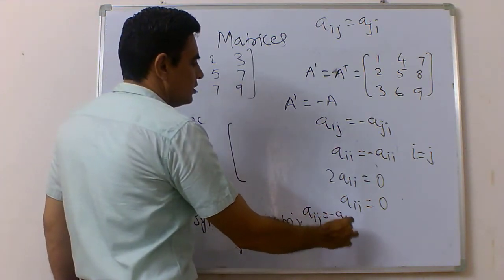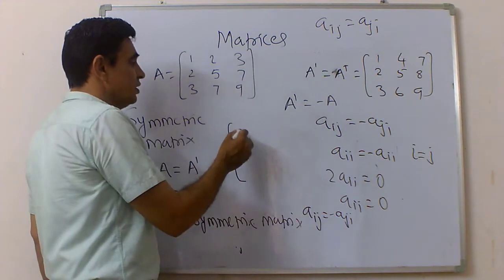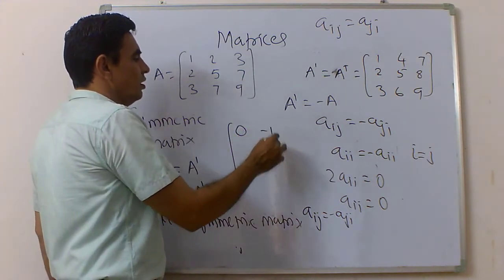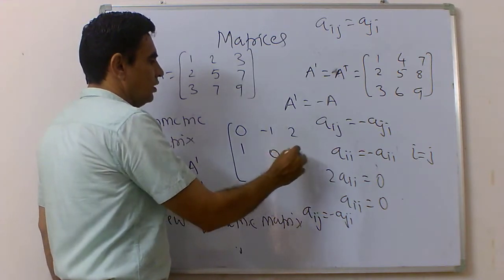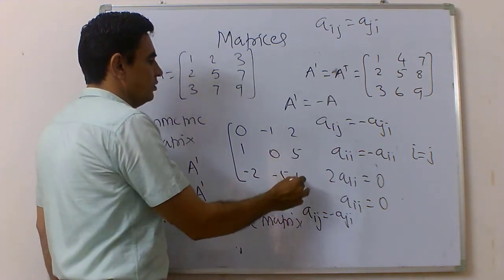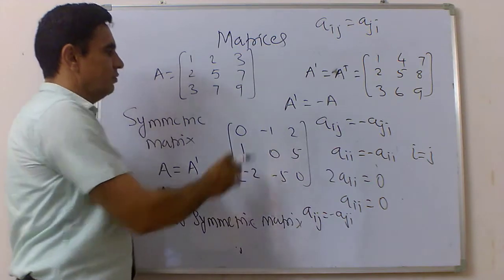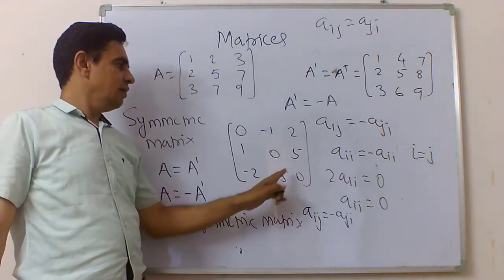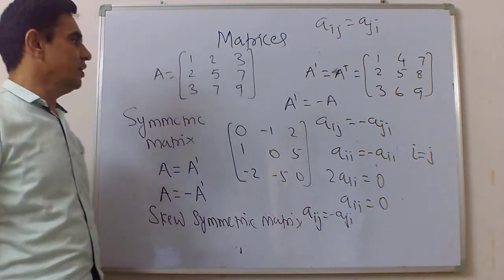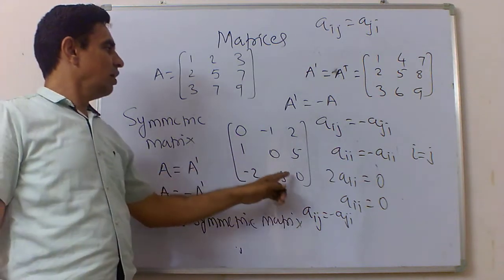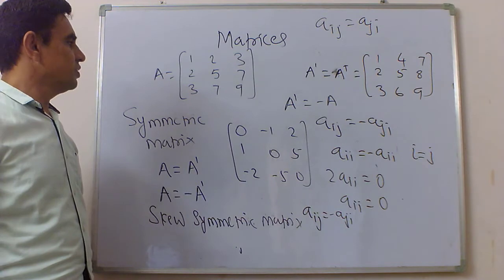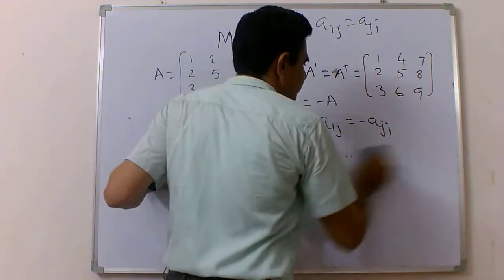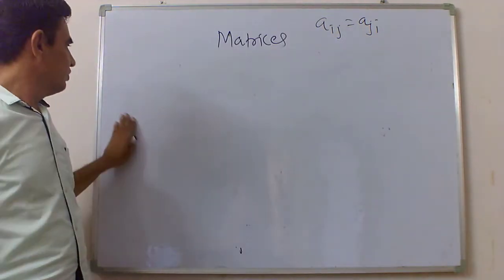See the example: 0, minus 1, 2, 1, 0, 5, minus 2, minus 5, 0. Here minus 1 and 1, 2 and minus 2, 5 and minus 5 are opposite sign elements, and all diagonal elements are 0. Then that is a skew symmetric matrix. Okay.